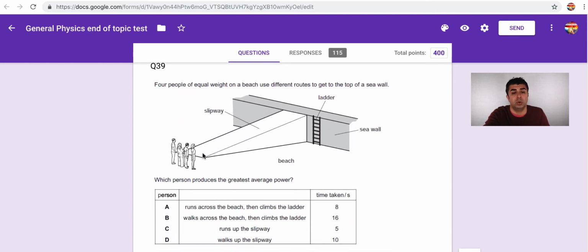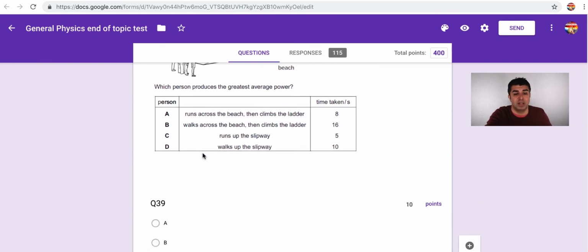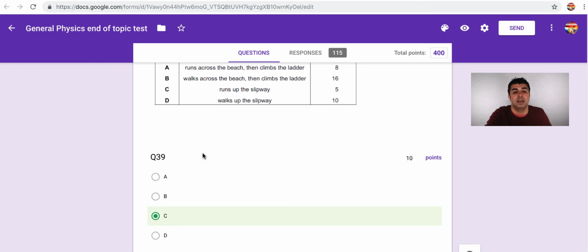Question 39, also a tricky one. Four people of equal weight on a beach use different routes to get to the top of the sea wall. Which person produces the greatest average power? Well, they've all got the same mass and hence they've got the same weight. You're looking for the person to get to the top the quickest. So whatever route they take is irrelevant. It's who gets there the quickest, because ultimately against their weight they're doing the same work regardless of route taken. The answer must be C.